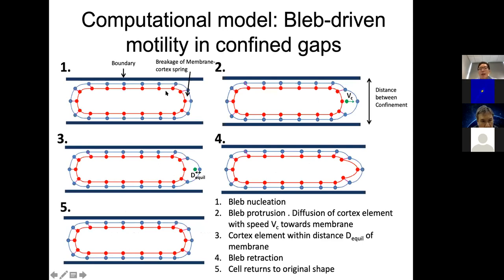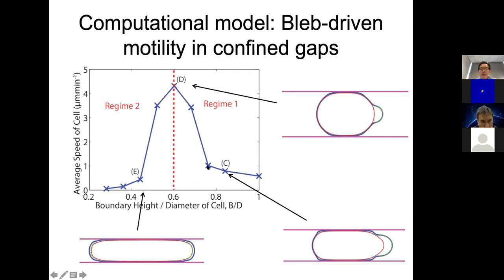Now we actually repeated this using a computational simulation to reproduce this process. So this is essentially the same figure that I showed just now. I said that now we confine it between two walls, and we can actually reproduce this optimum behavior computationally. So in very small gaps, you get more blebs, but the blebs are essentially formed on the left and on the right, and therefore the cell does not translate, because it's being pushed in equal directions.